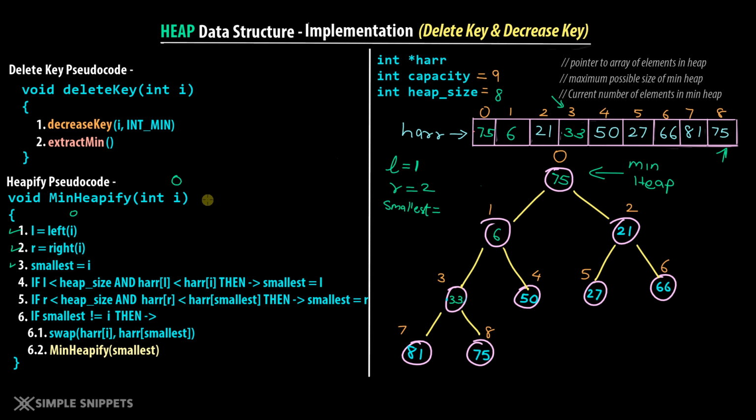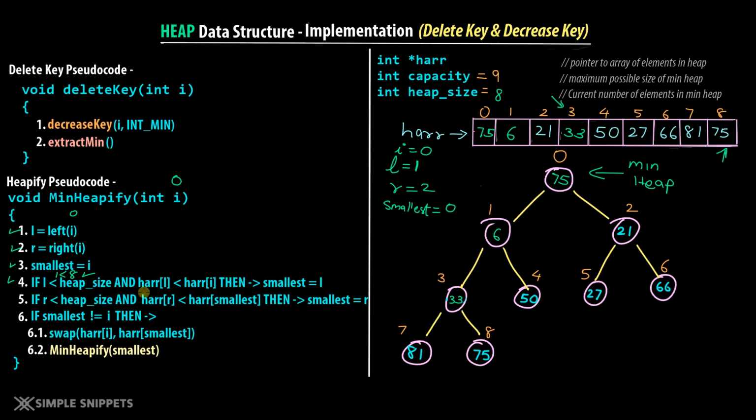I is nothing but 0. Let me write I equals 0 over here. So smallest will get the index position 0. Now we check if L is less than heap size. L is 1. Heap size is 8. Is 1 less than 8?